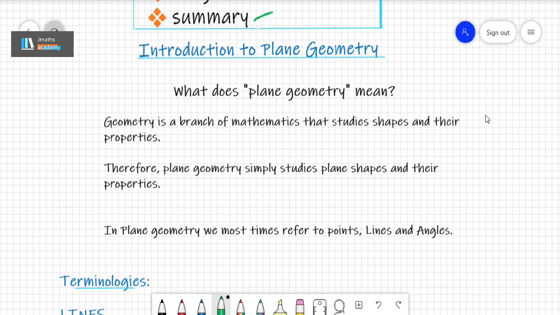So what does plane geometry mean? Geometry is a branch of mathematics that studies shapes and their properties. Therefore, plane geometry simply studies plane shapes and their properties. And this also means we have solid geometry, where we talk about solid shapes and their properties, like spheres, cylinders, and so on. And in plane geometry, we'll most times be referring to points, lines, and angles.